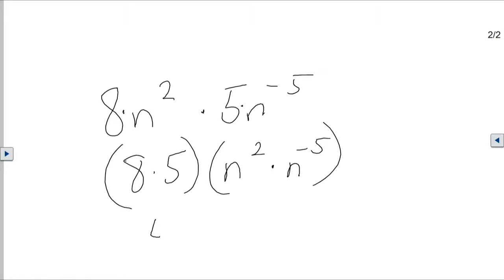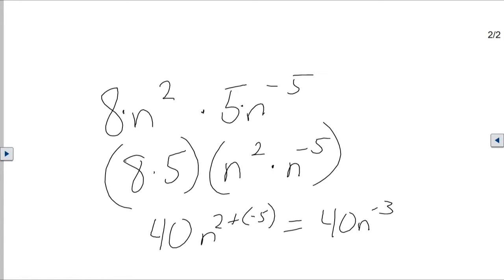So 8 times 5 is 40. N squared times n to the negative 5th: our rule with multiplication is we add, so 2 plus negative 5. That's equal to 40n to the negative third. Now our rule is, again, we don't want negative exponents. So I want to take the negative 3 and make it positive. As we just saw in our previous problem, when we make it positive, it has to move down to the denominator. So n to the negative third, I make n to the positive third and move it to the denominator.